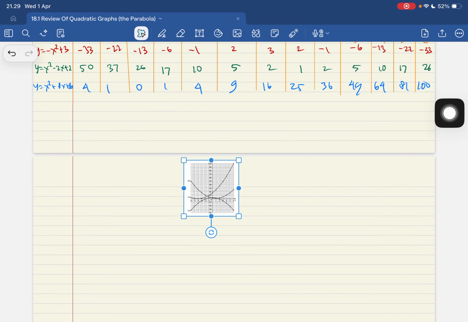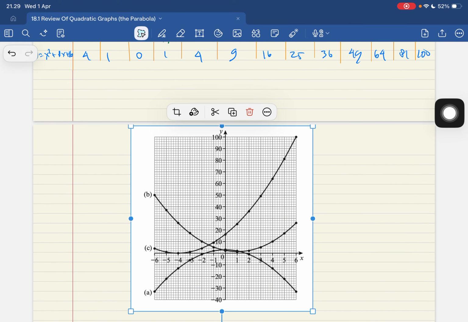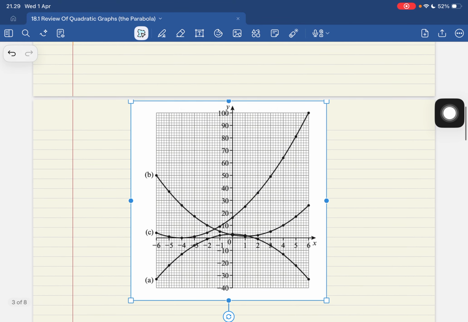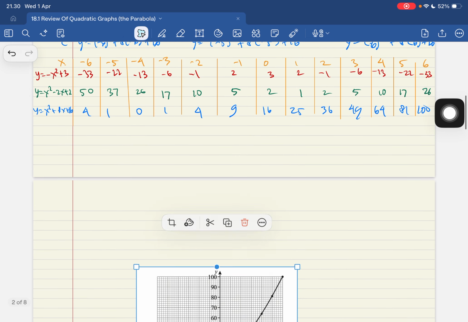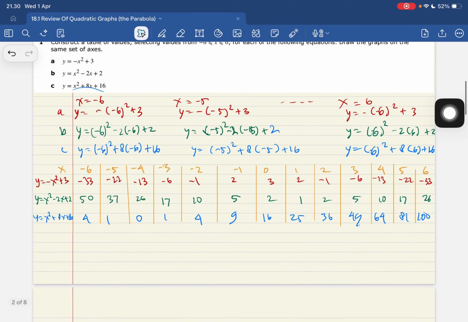Okay, next we need to draw the graphs on the same set of axes. Here I drew it before. The first thing you need to do is plot the points. Here we cannot see it, so let me bring the table down with us. Here is the table, let me bring it here.